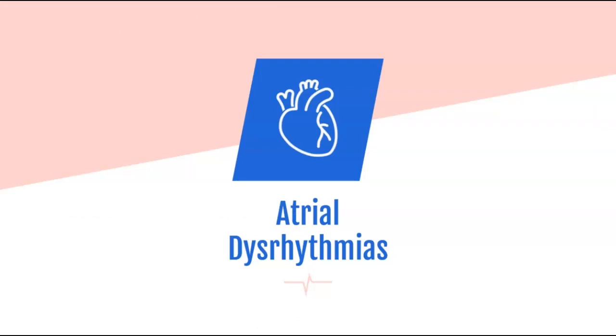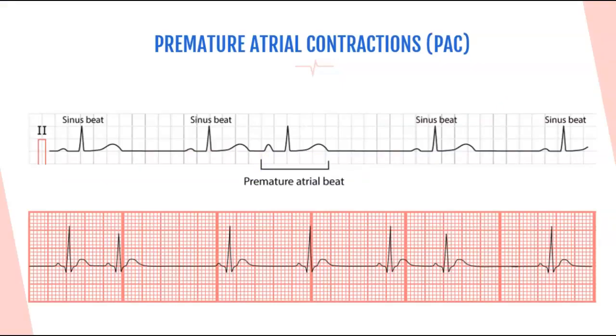We will now move on to atrial dysrhythmias. Premature atrial contractions, or PACs, occur when the atrial tissue becomes irritable. Before the SA node can fire an impulse, an irritable atrial focus jumps in, firing its own impulse, which causes an early heartbeat. PACs usually look like an early P wave, and the P waves won't be regular. The P waves on PACs will usually look abnormal.